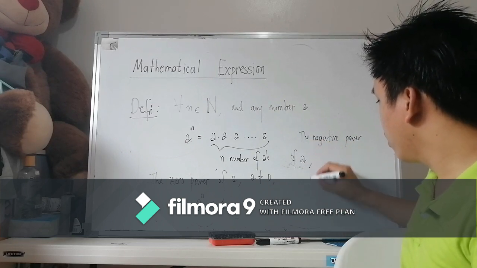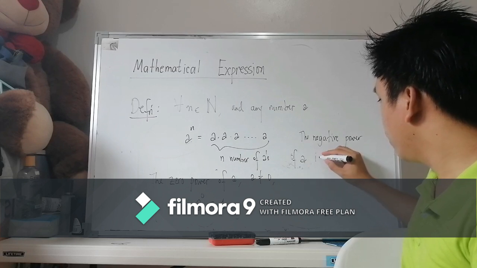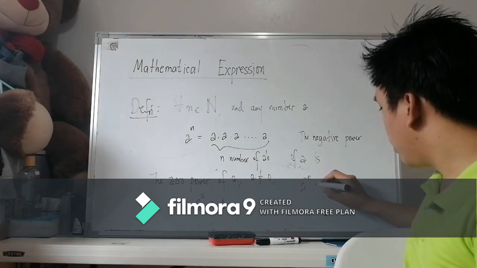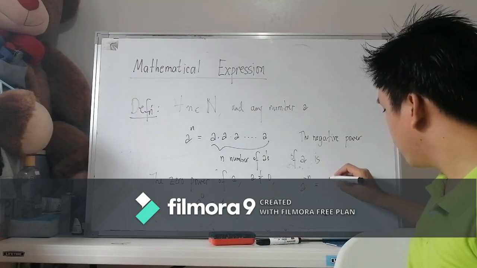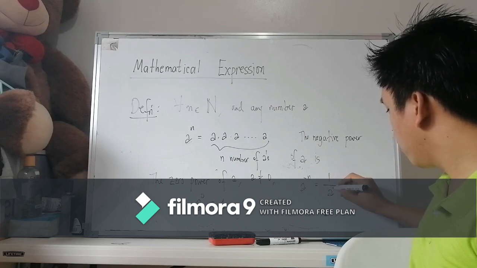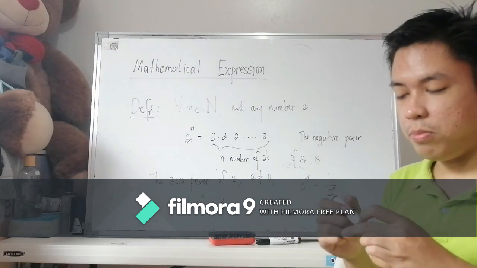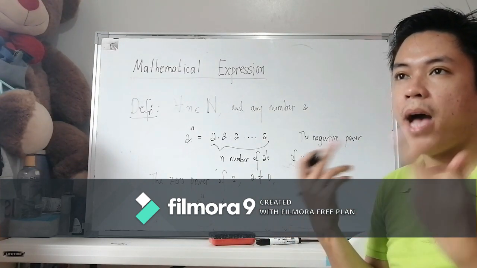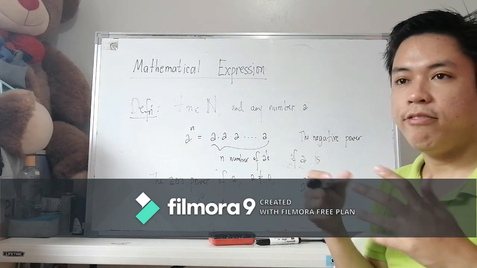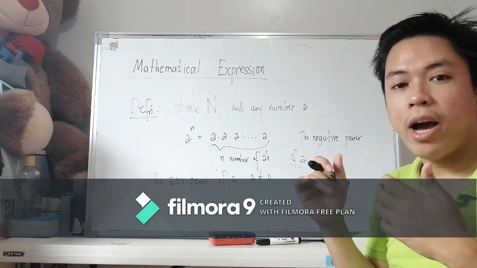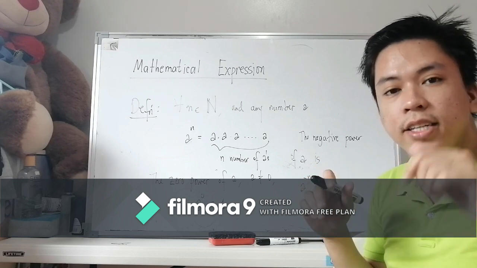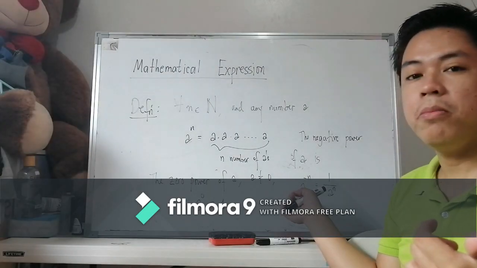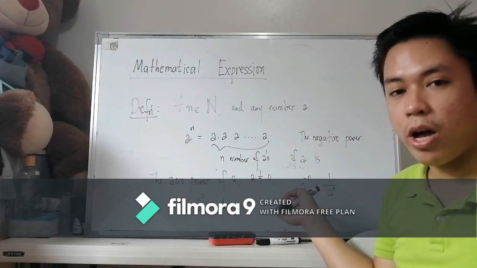And the negative power of a, which is a to the negative n, where n is again a natural number, is this. If you have a certain number, let's say 5 raised to a negative power, let's say negative 3, you can write 5 to the negative 3 as 1 over 5 to the 3. You take the reciprocal of this term and change your exponent to a positive sign.